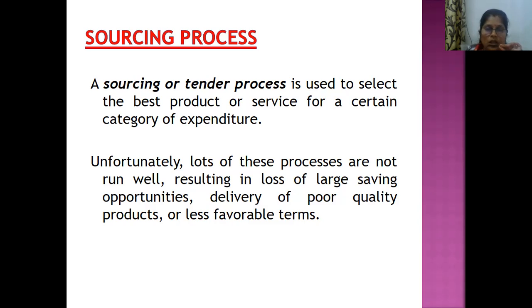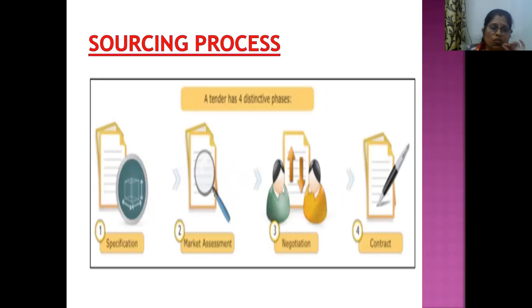So if you see the sourcing process, which is also called a tender process, it is used to select the best product or services for a certain category of expenditures. Now coming on to stages. There are 4 stages in a sourcing process. First stage is specification, second is market assessment, third is negotiation, and fourth is contract.